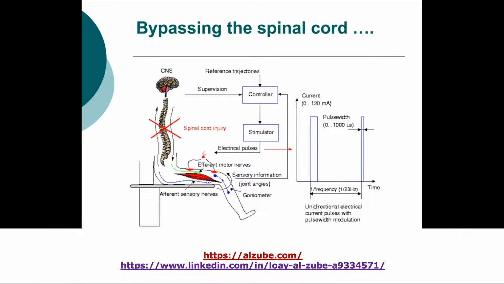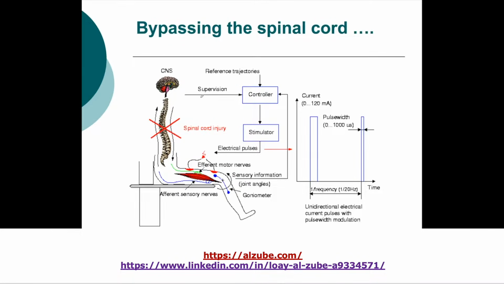Now, I wanted to get deeper into how we can bypass the spinal cord and what kind of components we need to use in our system in order to effectively improve locomotion by bypassing the spinal cord. So usually if we have a spinal cord injury, we are losing the pathway of the signal from the central nervous system to our lower and upper extremities. And that's where the spinal cord injury is.